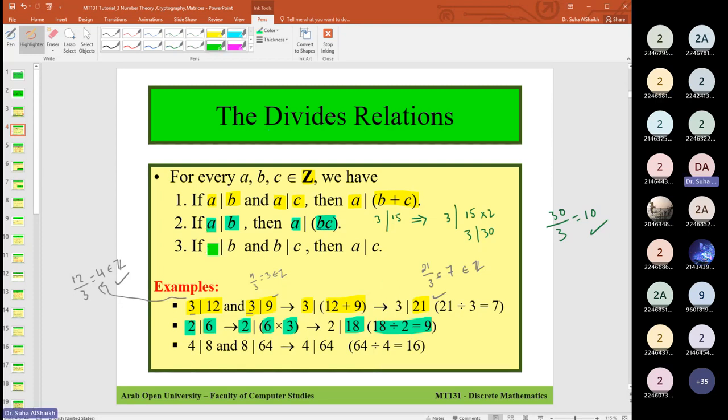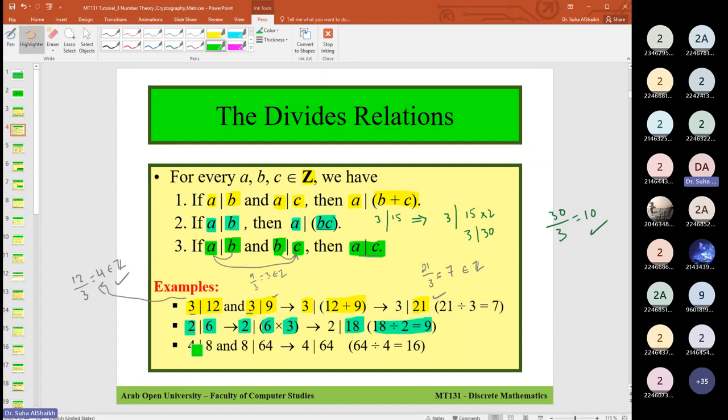Also we have: if A divides B, and the same B is dividing another number C, this means that A divides C. A divides B, and B itself divides C, which means A must divide C. Here we have an example.